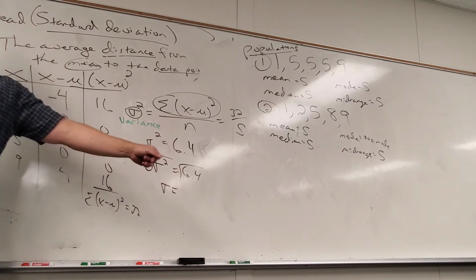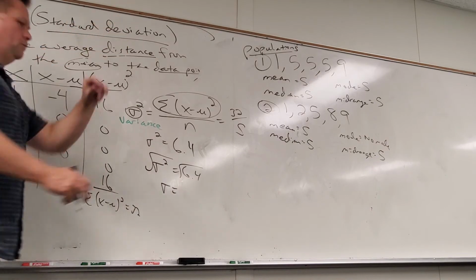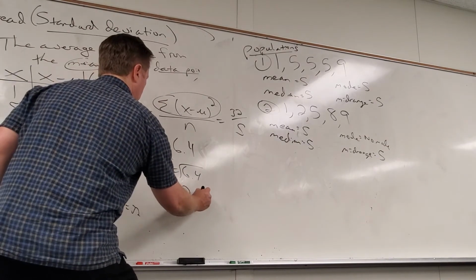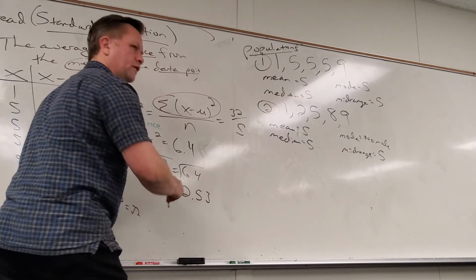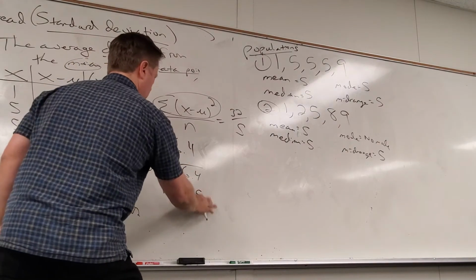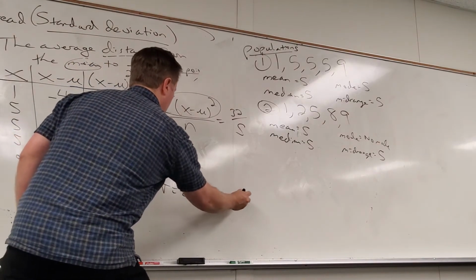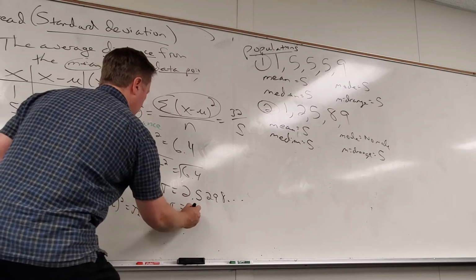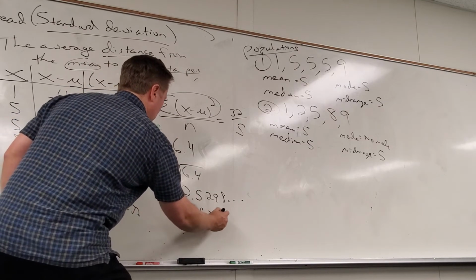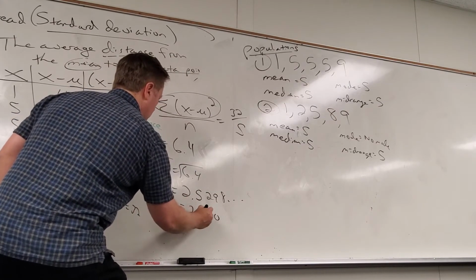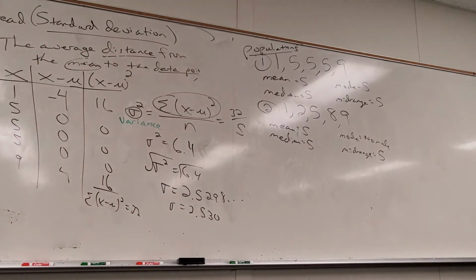What is the square root of 6.4? Give me a few places to work with. 2.5. 2.5298. Always round standard deviation to at least 3 decimal places. At least 3 decimal places.